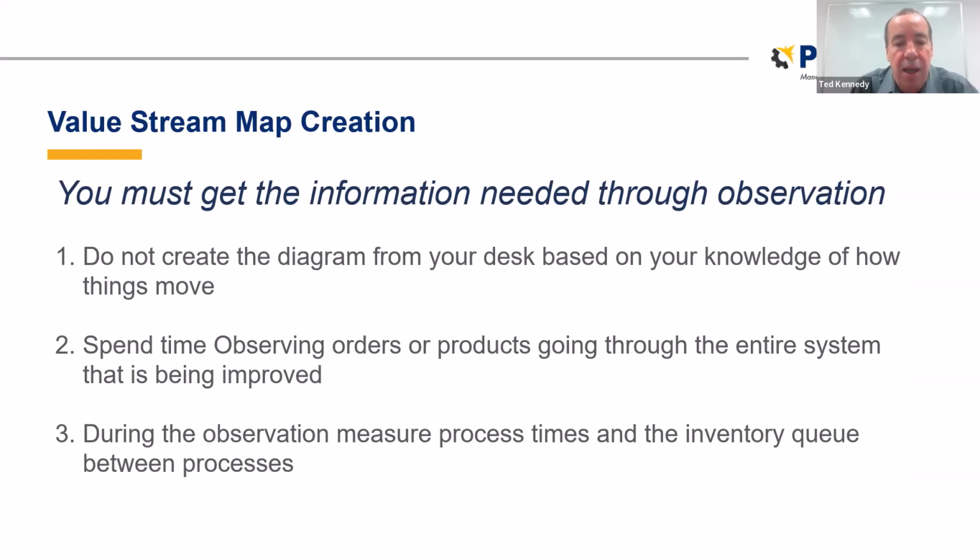So actually get the actual data, not the standard data that's in your computer system. You've got to go observe and measure the process times and actually get what inventory or queue is between the processes. So you can go out there and look at what is the queue between the processes today. You could go out there for a few days in a row and look at the queue between the stations to get the actual numbers. What is the delay between the stations?